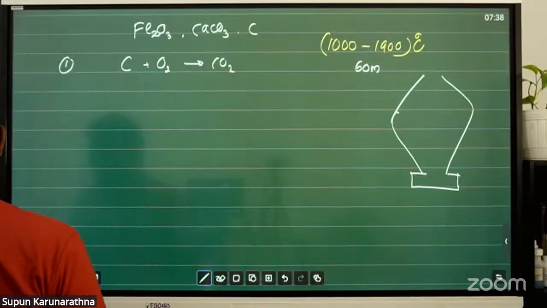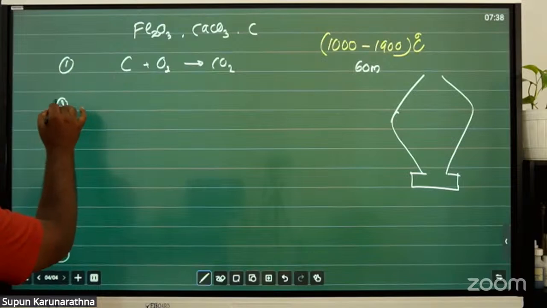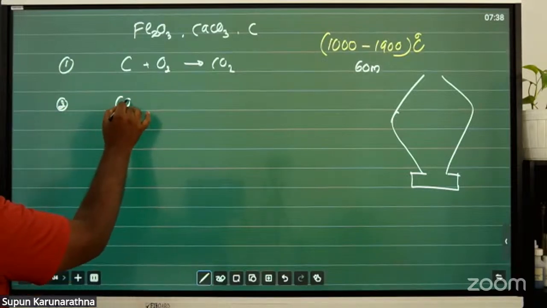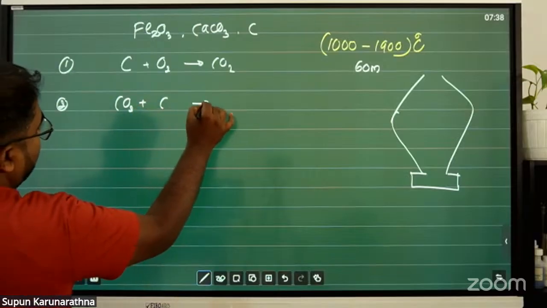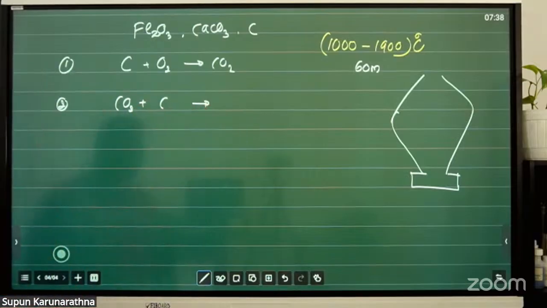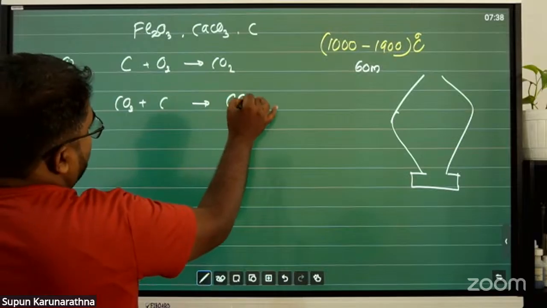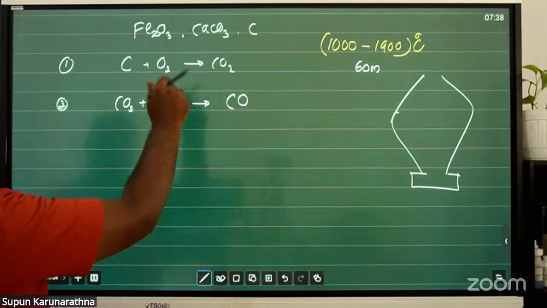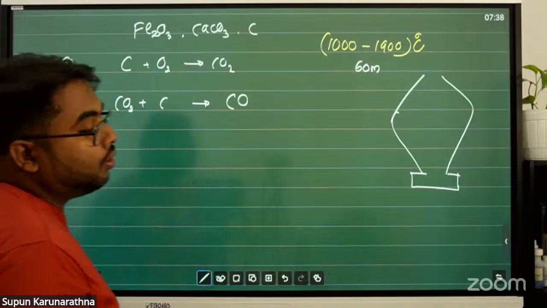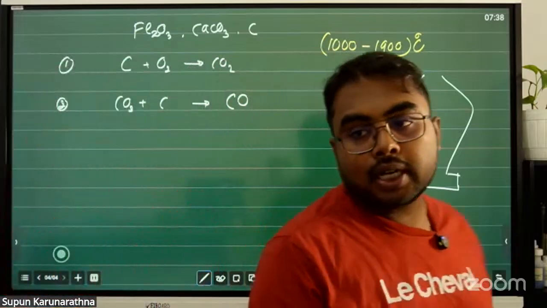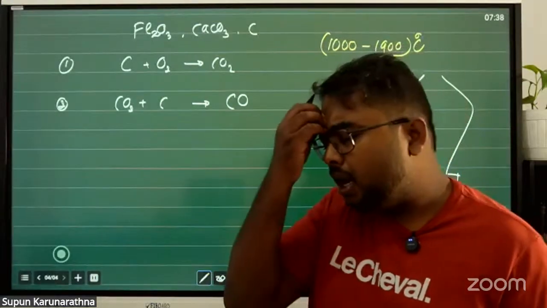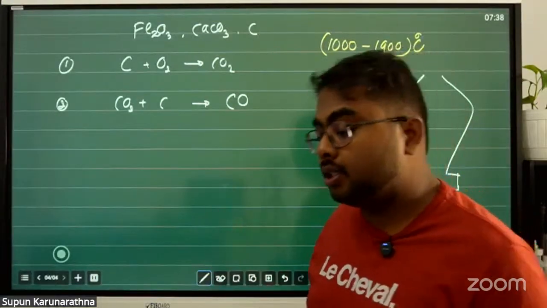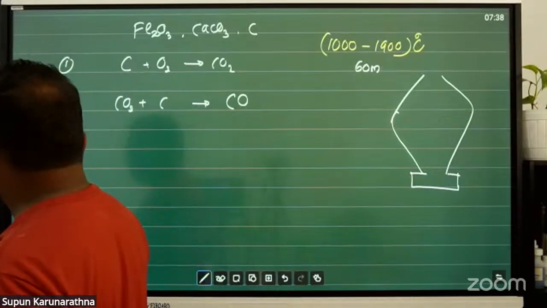Carbon reacts with oxygen and produces carbon dioxide. Second one, carbon dioxide again reacts with carbon. It forms carbon monoxide. The carbon monoxide gas is important for the reduction of hematite. That's why we want to make carbon monoxide inside the blast furnace. So then it should be balanced.